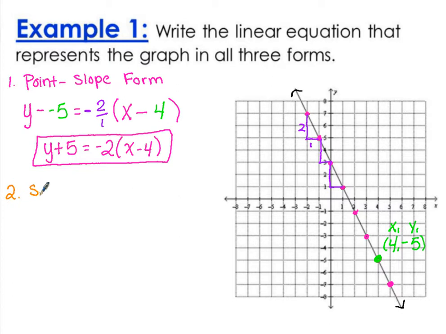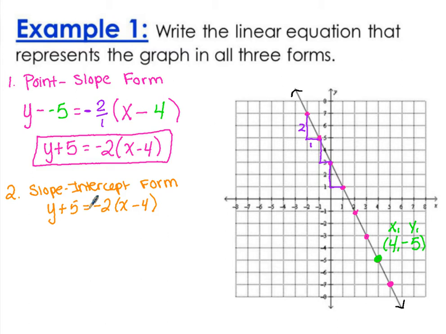The next thing I need to do would be to write this in slope-intercept form. And if you remember, that's the y equals mx plus b. Notice the difference between this form and that form is that the y is by itself. So really all I have to do is take the equation that I've already found in point-slope form and rewrite it so it fits the criteria that I need. And it looks like I want it to.